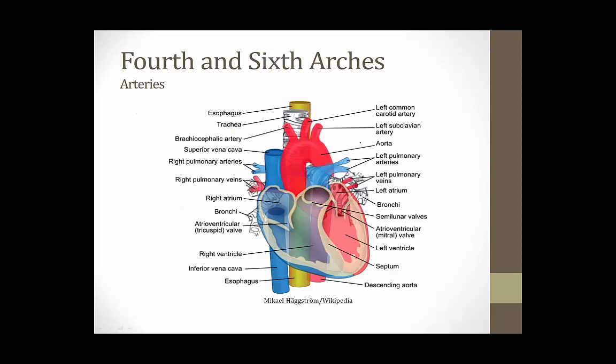And here's a picture of the heart and great vessels just to make this more clear. The aorta and the left subclavian artery all derive from the fourth arch on the left side. The left pulmonary artery derives from the sixth arch on the left side, and because that's where the ductus arteriosus inserts, that is also the arch that gives rise to the ductus arteriosus.